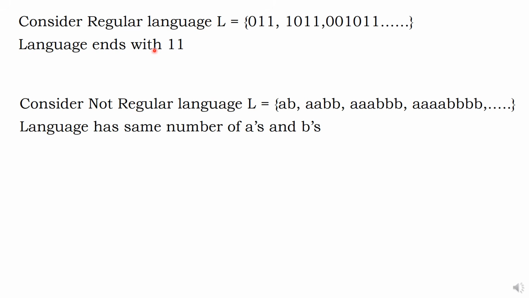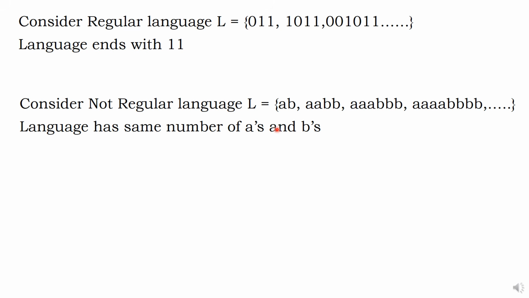I have given one regular language and one not regular language. What is that particular regular language? Ending with 11, starting can be anything. So the language ends with 11. Consider the not regular language: AB, AABB, AAABBB, which means that many A's, that many B's. It is another set of language.